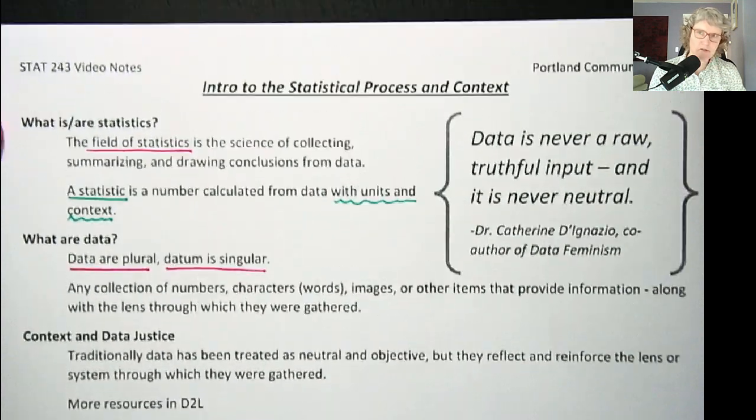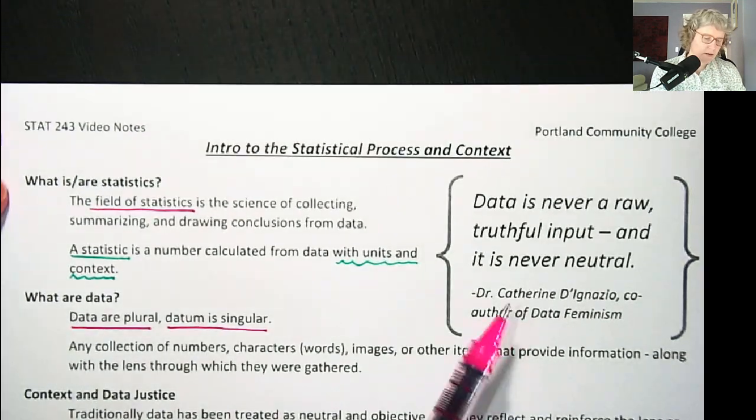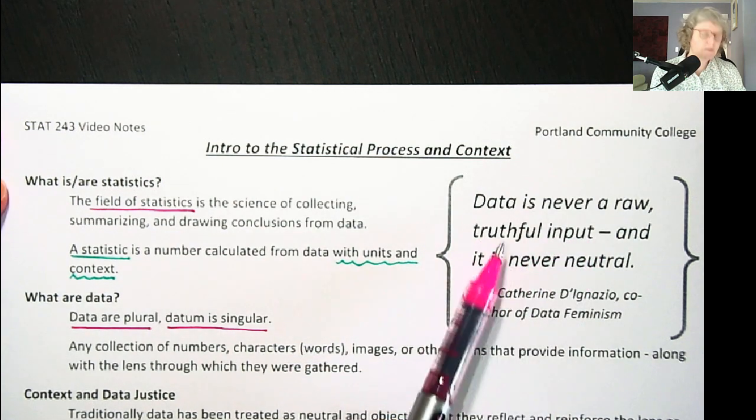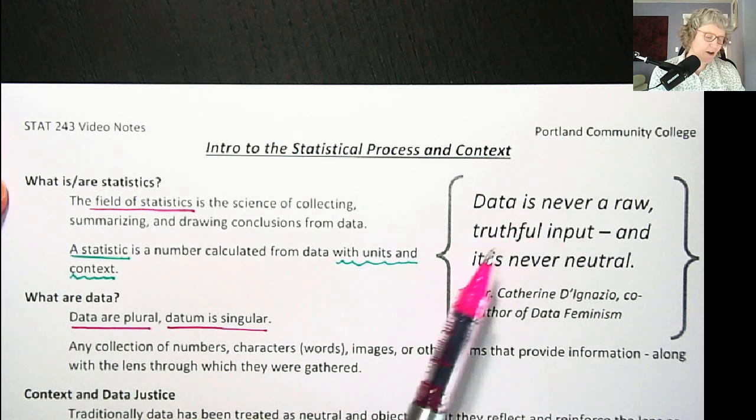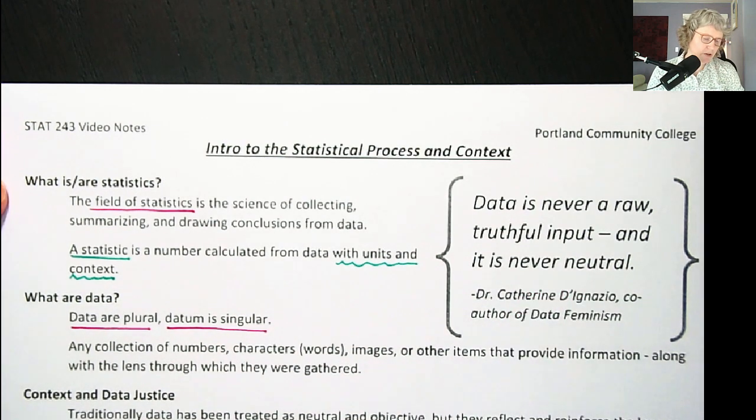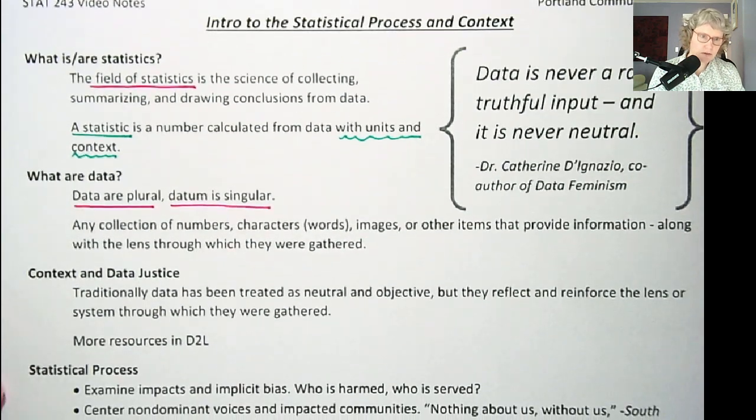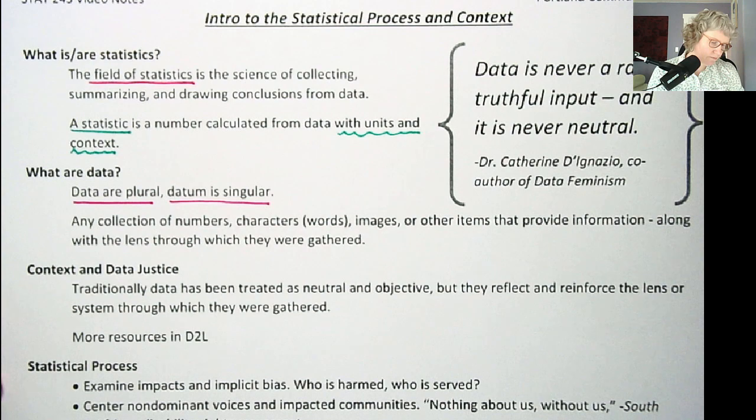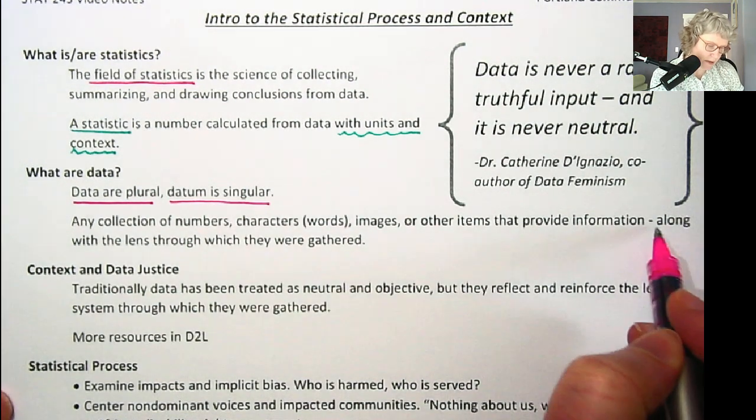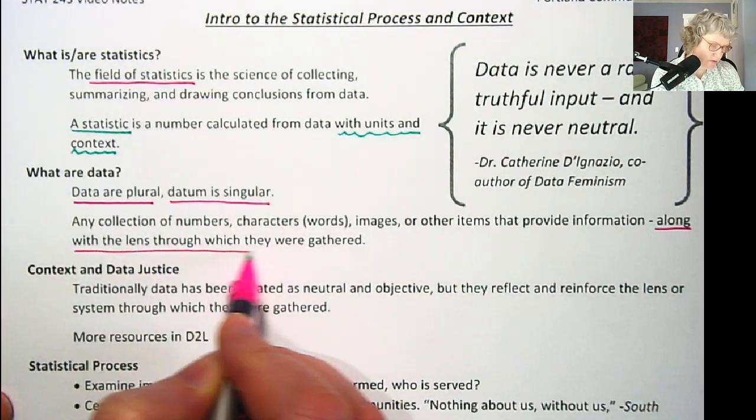This quote, I love this quote: data are never a raw, truthful input, and they are never neutral. This is by one of the authors of Data Feminism. Data are always gathered within a system, within a context, within a culture. And that is part of the data. I do want to reinforce that throughout this course. So I'm just going to underline that: along with the lens through which they were gathered.